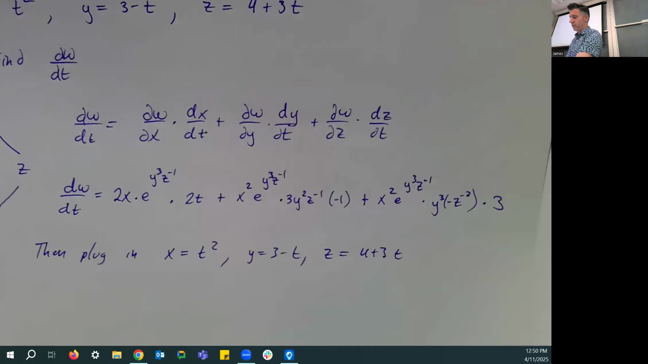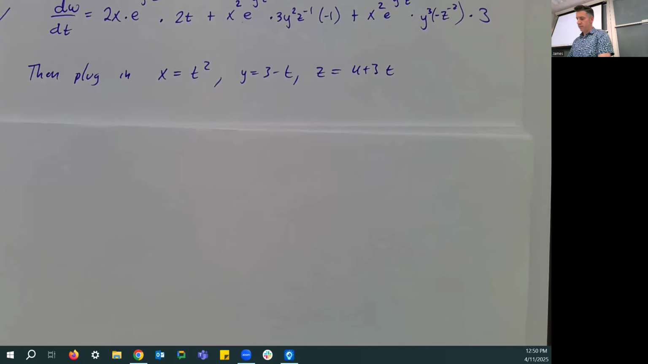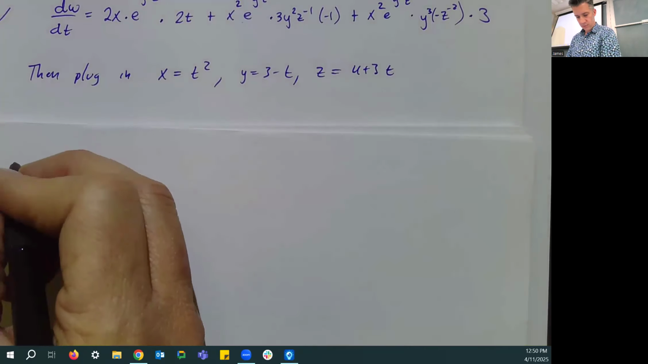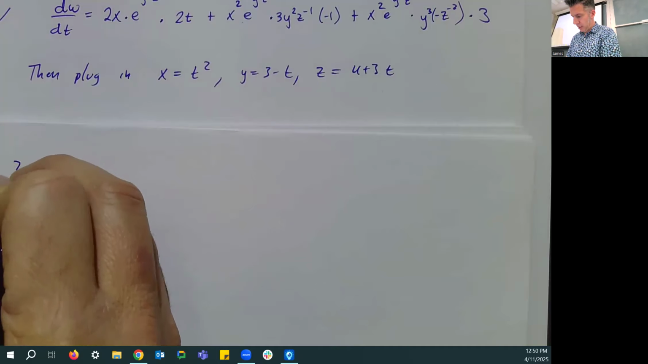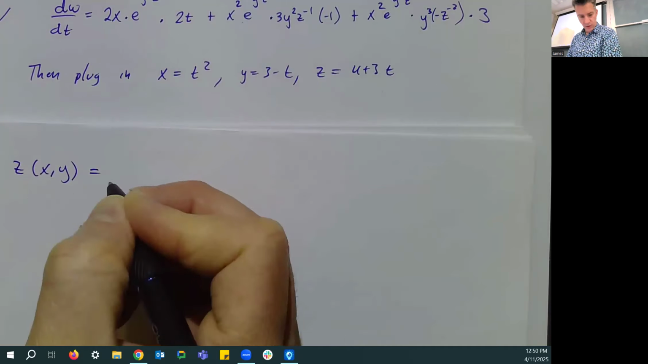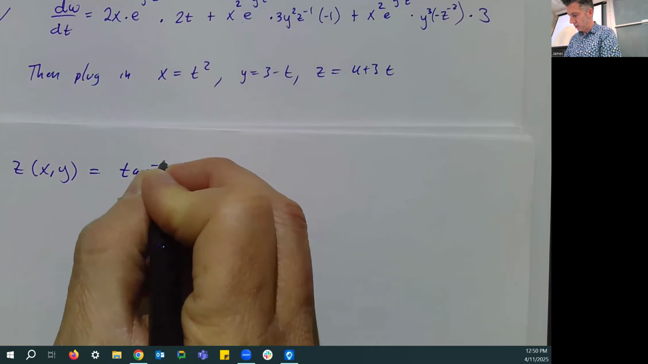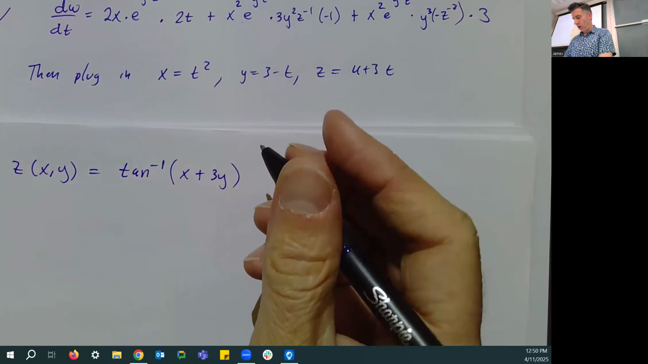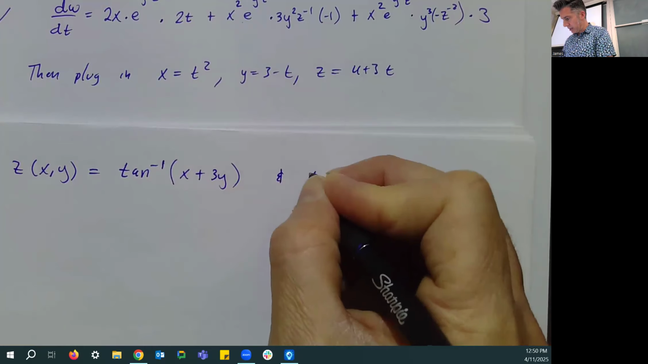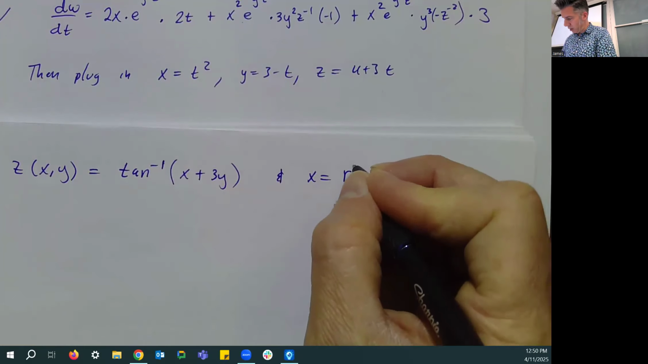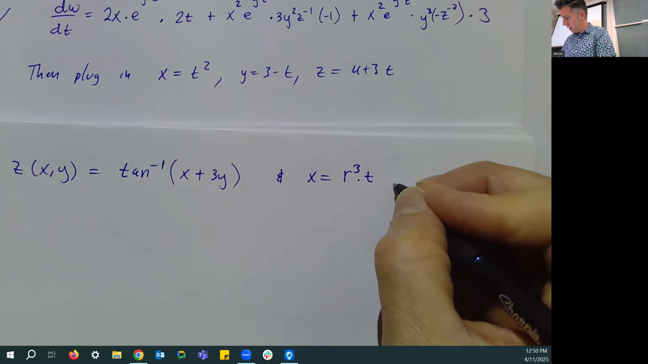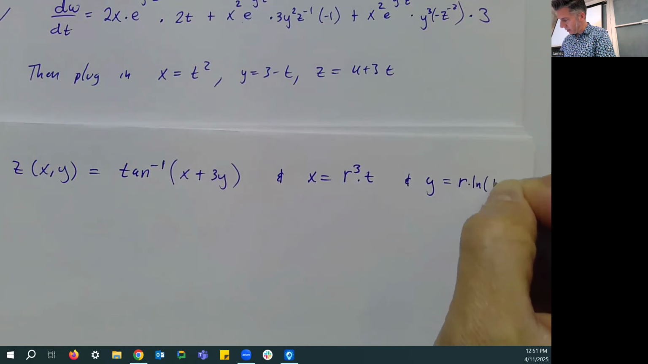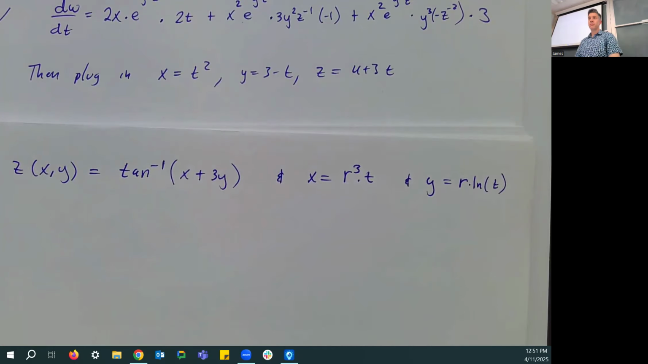So yeah, I don't have enough room. So yeah, we got time. So here's another example. Let's say we have z as a function of x and y equal to inverse tangent, or if you prefer arctangent, of x plus 3y. And we're also told that x is equal to r cubed times t, and y is equal to r times the natural log of t.